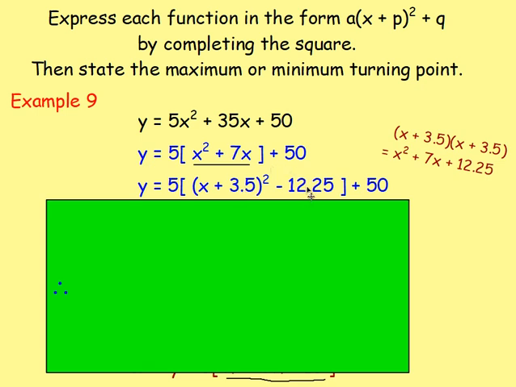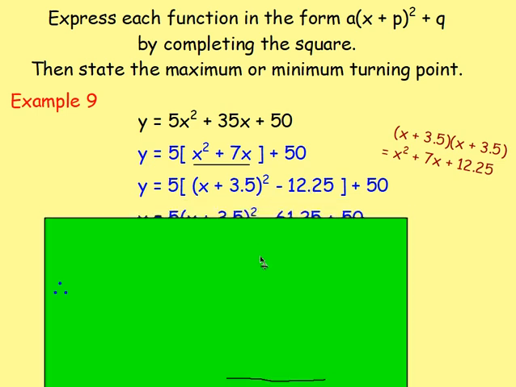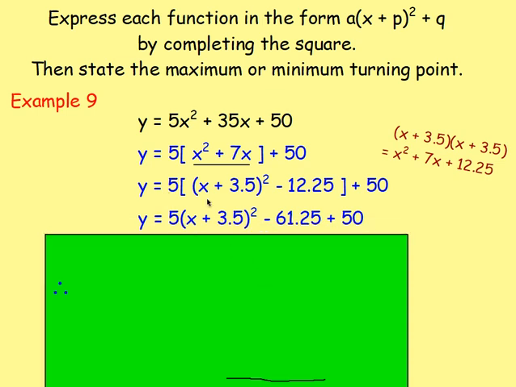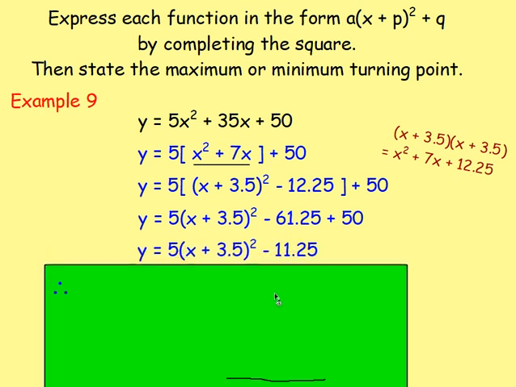And then you've got nothing else to do apart from multiply out your big square brackets. Doing that, you will have 5 times the x plus 3.5 all squared. You'd have 5 times negative 12.25. And then you'd have that plus 50 just on the end. From there, with the negative 61.25 and the plus 50, you can simplify that. That's your bottom line. That's it in this form.